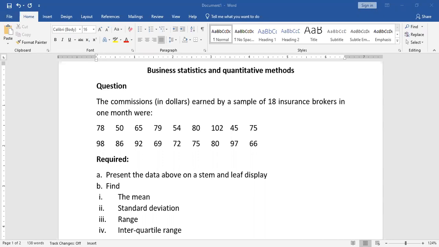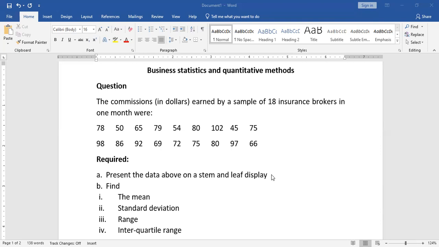So to begin with, let me read the question. This is under the subject business statistics and quantitative methods. The question reads: the commissions in dollars earned by a sample of 18 insurance brokers in 1 month were as follows. So these are the commissions earned in dollars: 78, 50, 65, 79, 54, and so forth. All right. The examiner asks to say required, present the data above on a stem and leaf display.